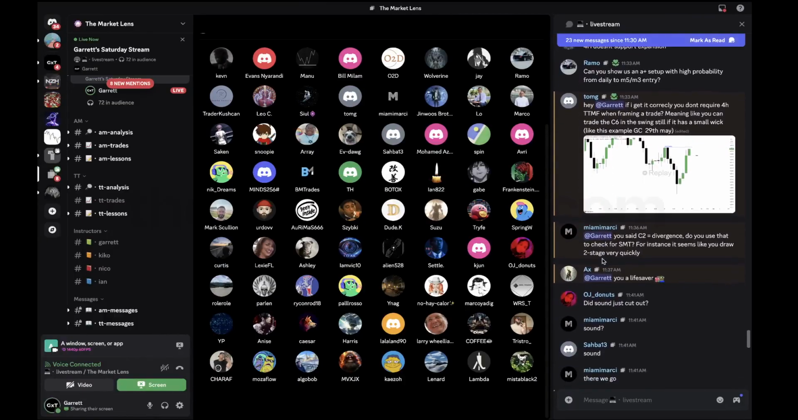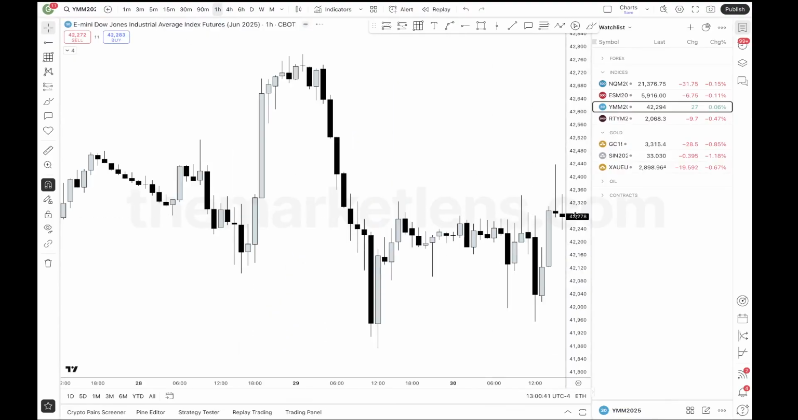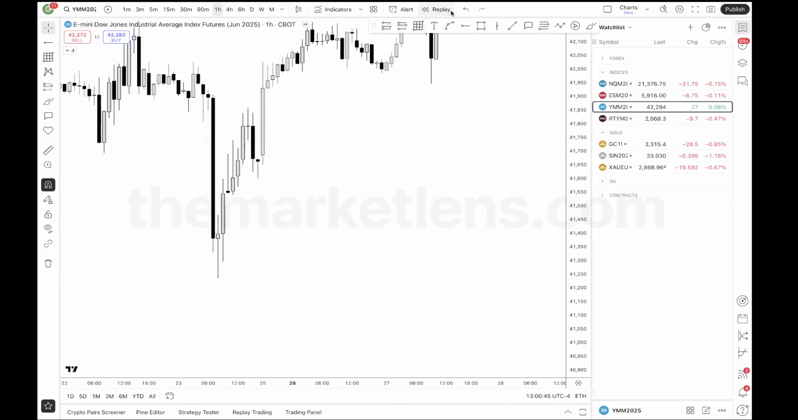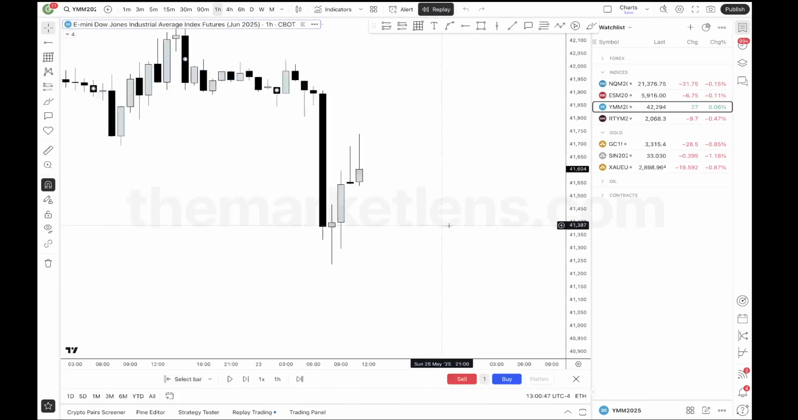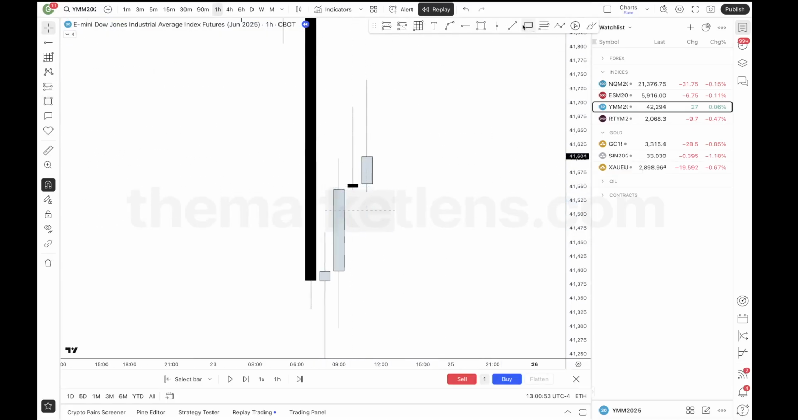You said C2 divergence. Do you use that to check for SMT? For instance, it seems like you draw two-stage very quickly. Wait, you said C2 divergence. So yeah, it can be a two-stage. Like I said, there's many forms of it, but if I go to my trade on YM, for example, this is a two-stage SMT. Right, where we have this SMT here.